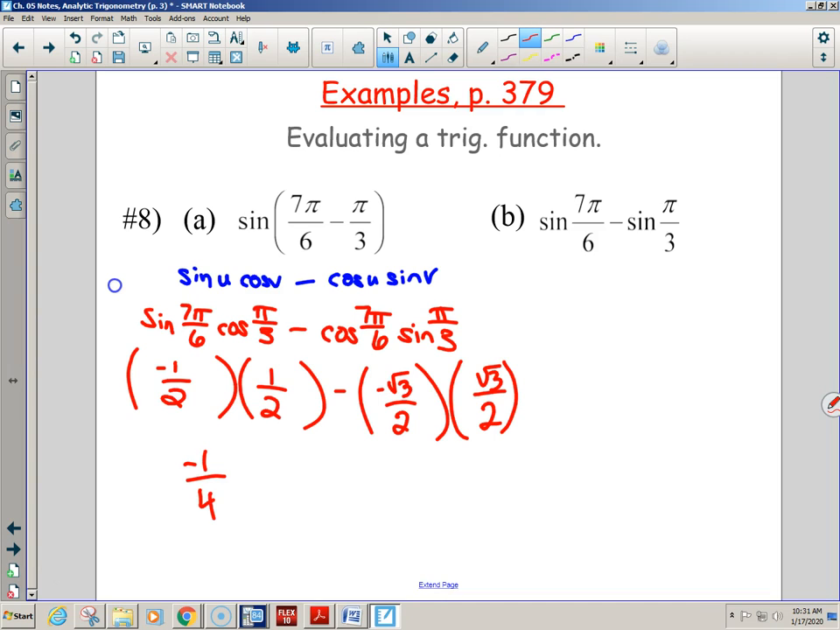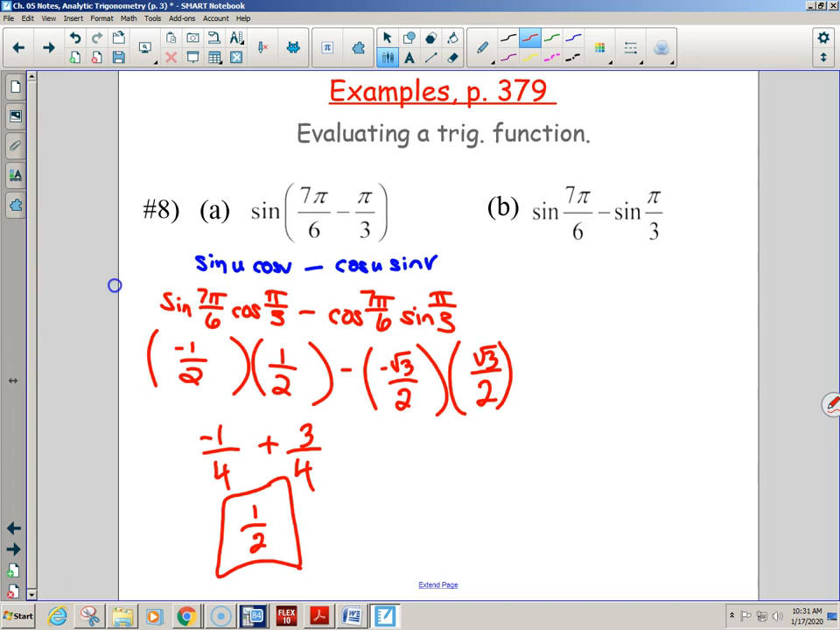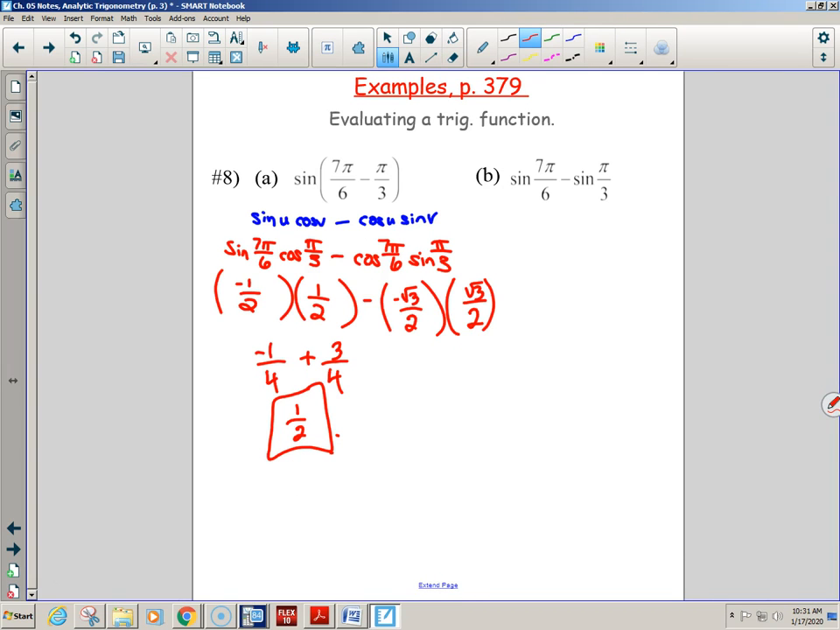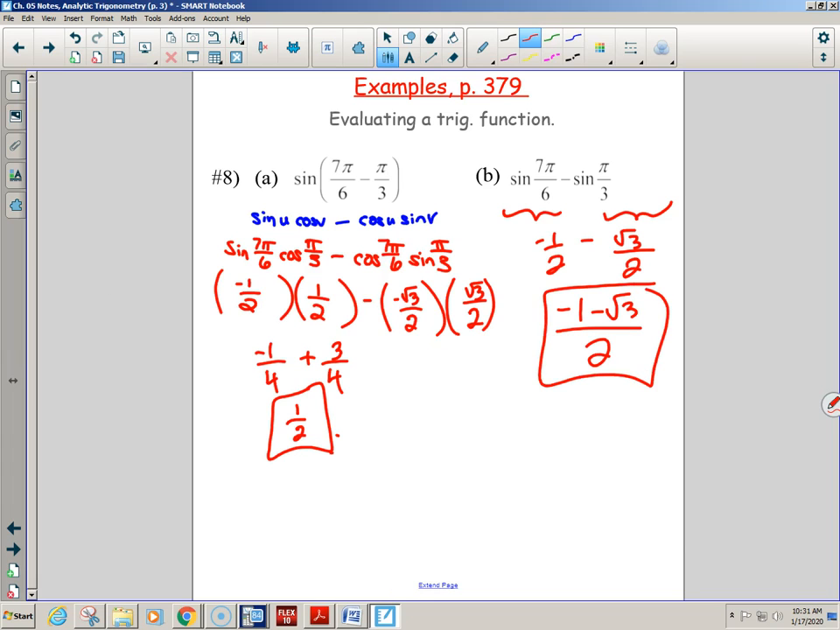I end up with negative 1/4 minus, just kidding, plus 3 over 4, because that's root 9. I end up with 1/2. Huh, that's funny. Kind of looks like a unit circle thing. This guy does not look like sine of u minus v. It's just a sine minus a sine. Okay, that sine is negative 1/2. This sine is positive root 3 over 2. I end up with negative 1 minus root 3 all over 2 with a common denominator.